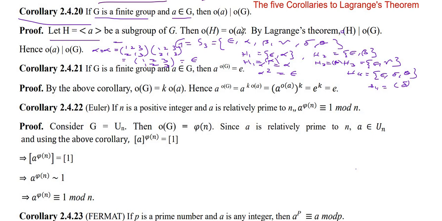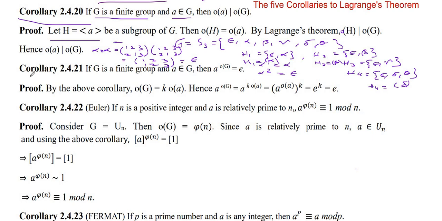Order of an element is different from order of a group. Order of a group means the number of elements present. Order of A means the least positive integer n for which A power n is the identity element. But it is already established that whenever H is cyclic, the order of the cyclic group is the same as the order of its generator.